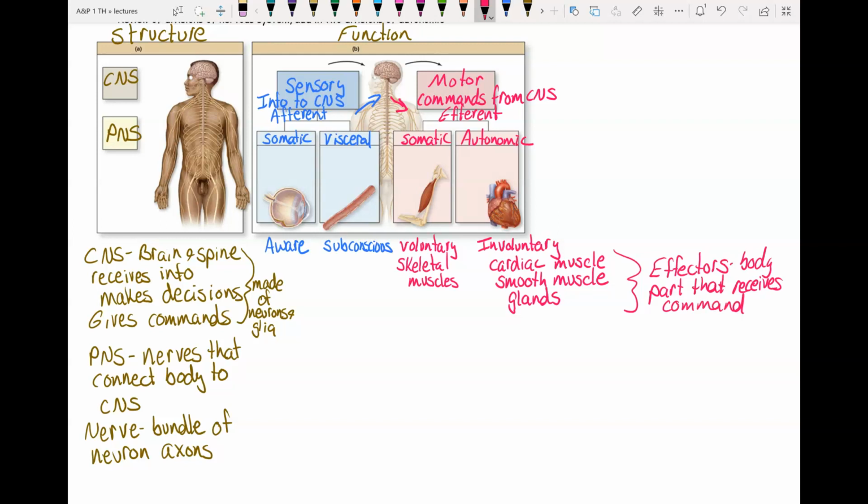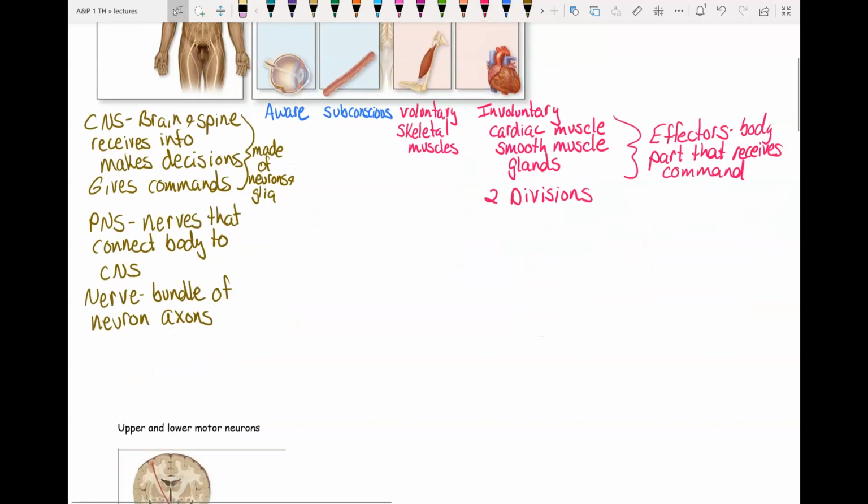This is what you learned already in Chapter 12. Now we are ready to build on this, expand on these ideas, and we're going to separate the autonomic into two divisions. So this chapter focuses just on autonomic. So autonomic has two divisions. And we follow color coding, and this color coding stays consistent throughout the book. So parasympathetic is always going to be in green.